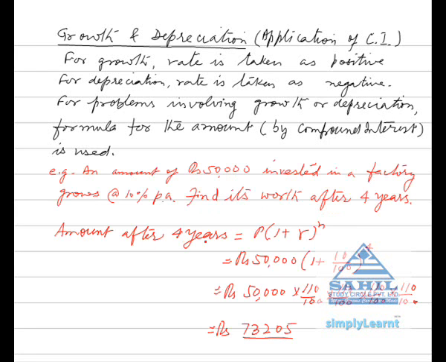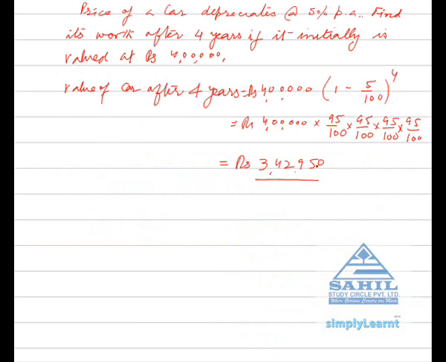Now, amount after 4 years will be P into (1 + R) to the power n, which is rupees 50,000 into (1 + 10/100) to the power 4. After calculation, it becomes 73,205. Therefore, we can say that the worth of rupees 50,000 growing at the rate of 10% per annum for 4 years will become 73,205.